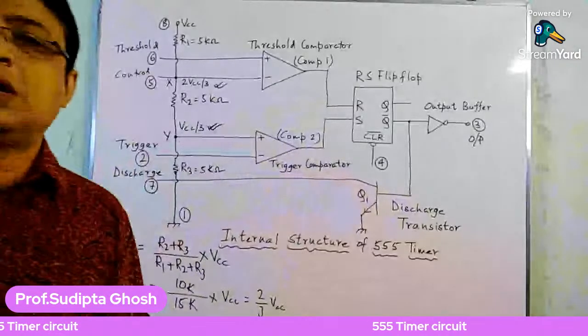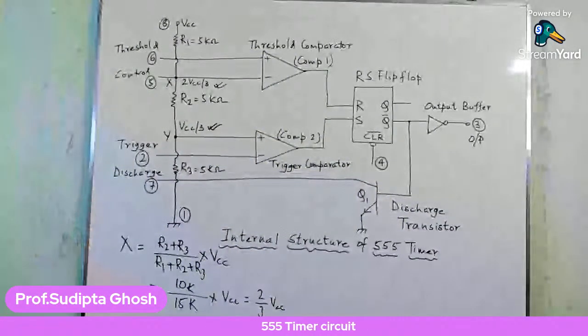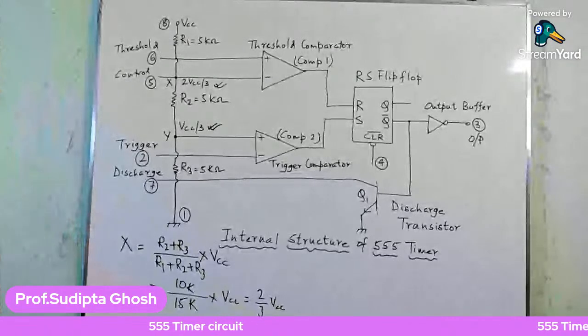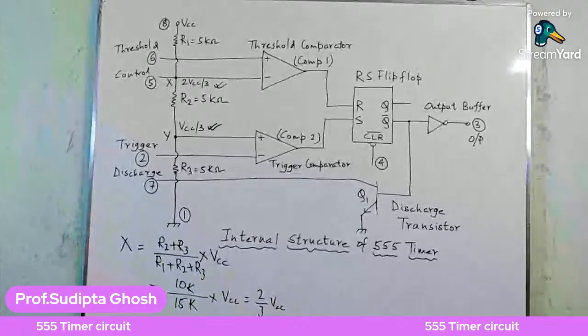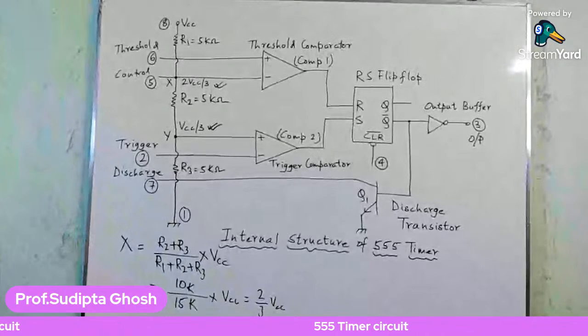How can I find out the values of the potentials at the points X and Y? Have you understood?